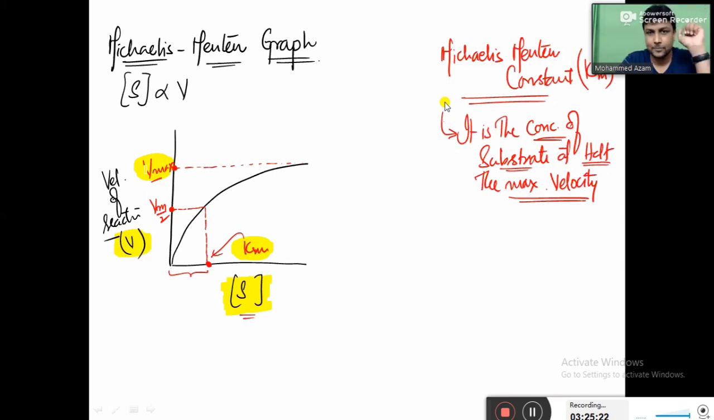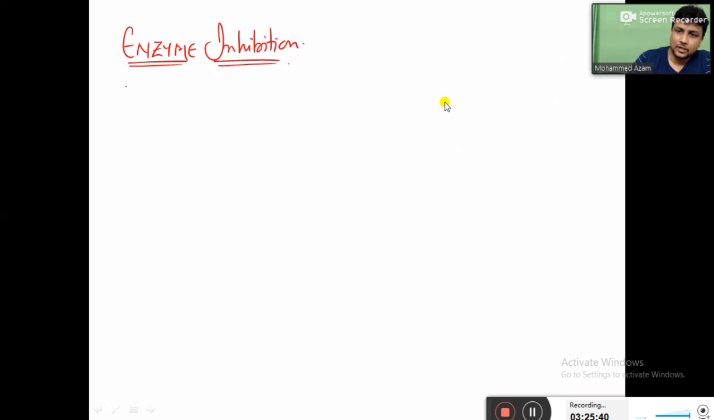Okay, done. And now you might be thinking, sir, what is the use of this one? Let me tell you what the use of this is. Please write down the heading there as next topic, enzyme inhibition. There will be two types of enzyme inhibition. Number one, reversible inhibition. Another one is irreversible inhibition.